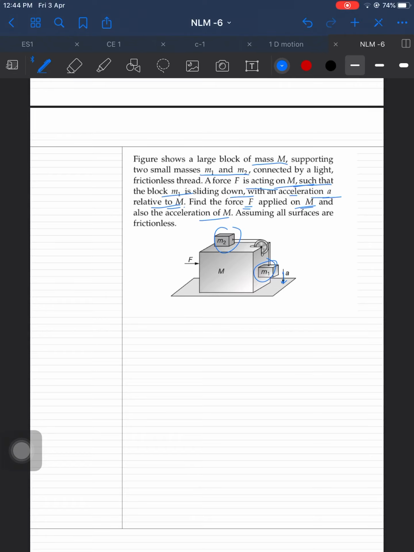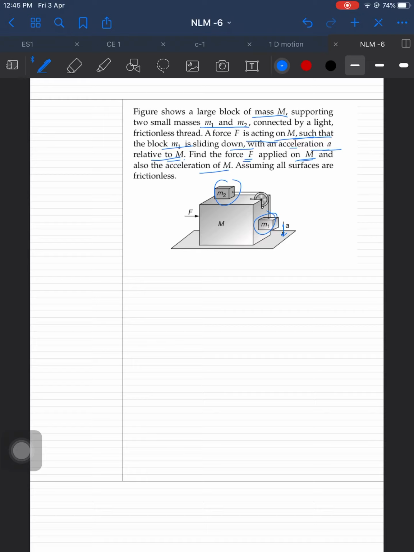To solve this, first let's draw. I am assuming the frame of reference given, relative to M, is important. I am considering all three blocks as a single system. If I assume a single system, what will happen to the tensions? The tensions get cancelled, and only upward and downward forces will be there, which are of no use.